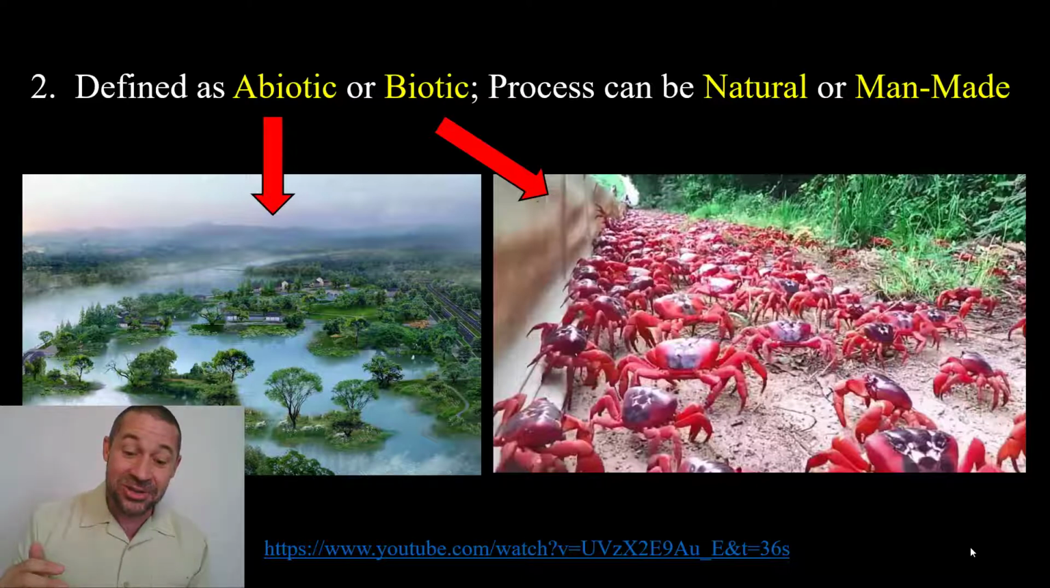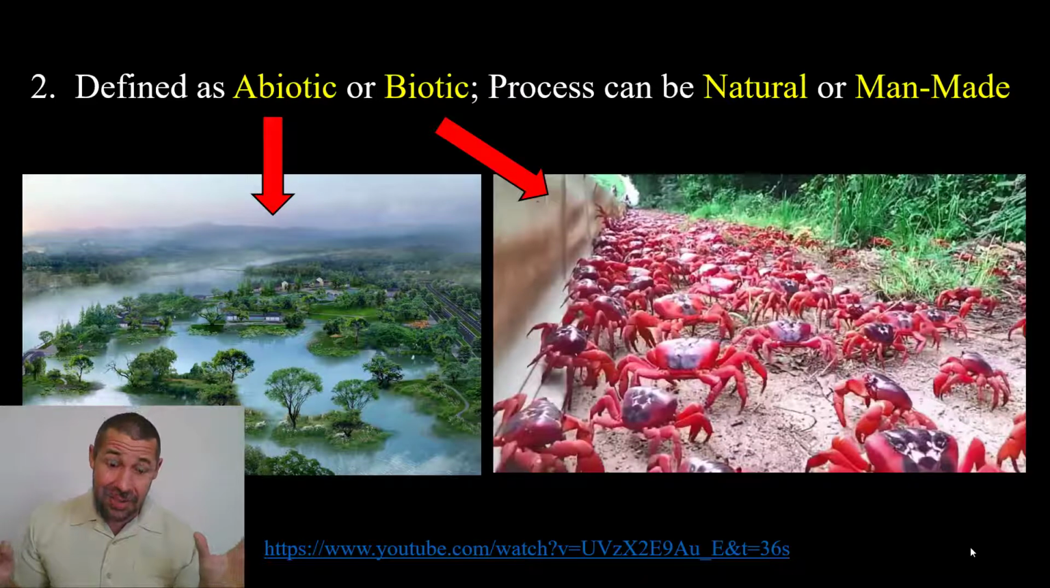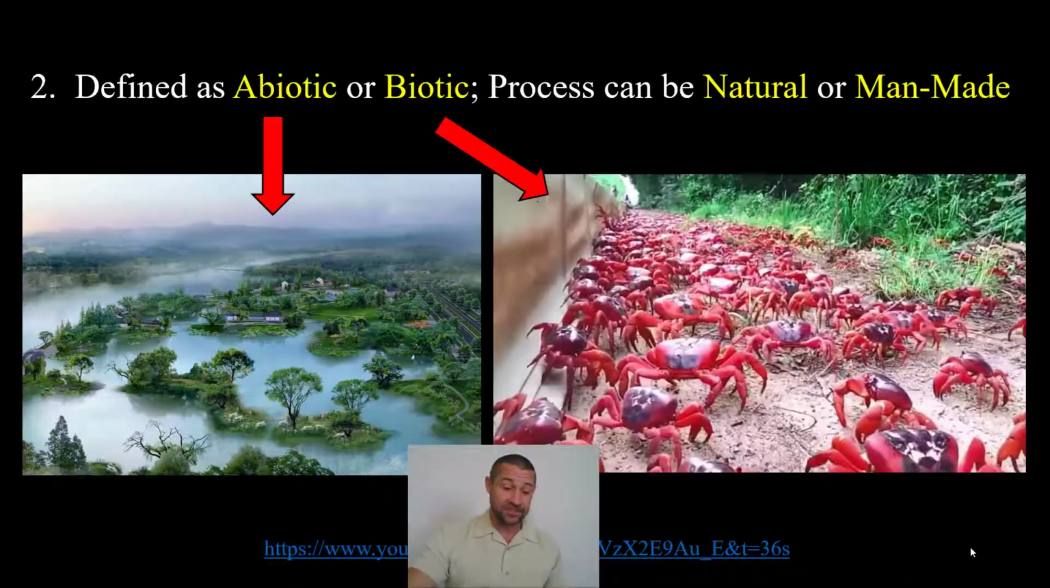So during their annual migration from the forest to the ocean to lay their eggs, these 43 million crabs are going to consume mind-boggling amounts of leaf litter, seeds, shoots, and other vegetation, causing an ecological disturbance.